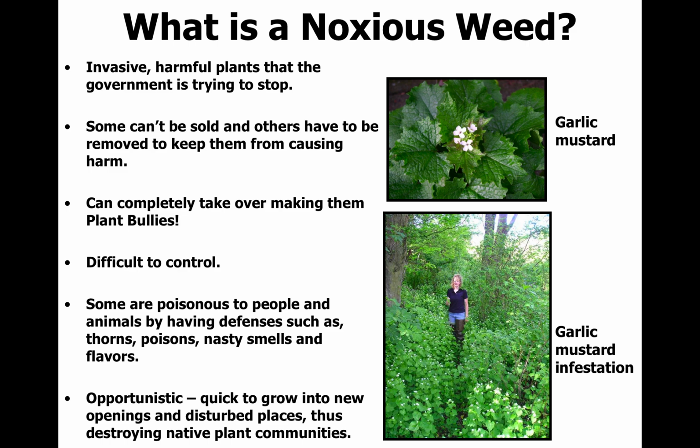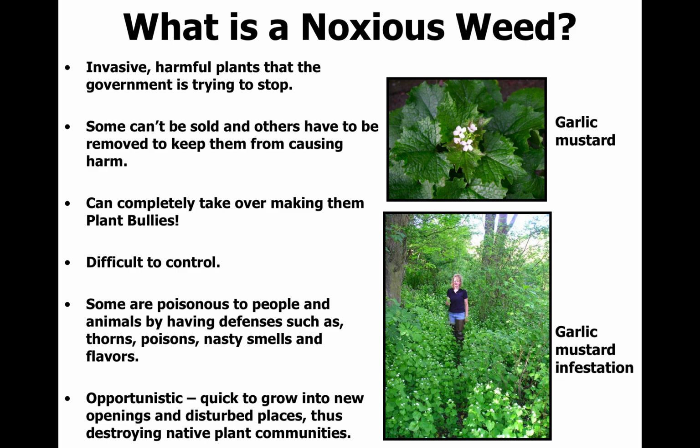And some are poisonous to people and animals. They could have thorns, like those Himalayan blackberries. They could have poisons. They could have nasty smells or flavors. And they're really opportunistic. So they just grow into new openings in disturbed places and destroy native plant communities.